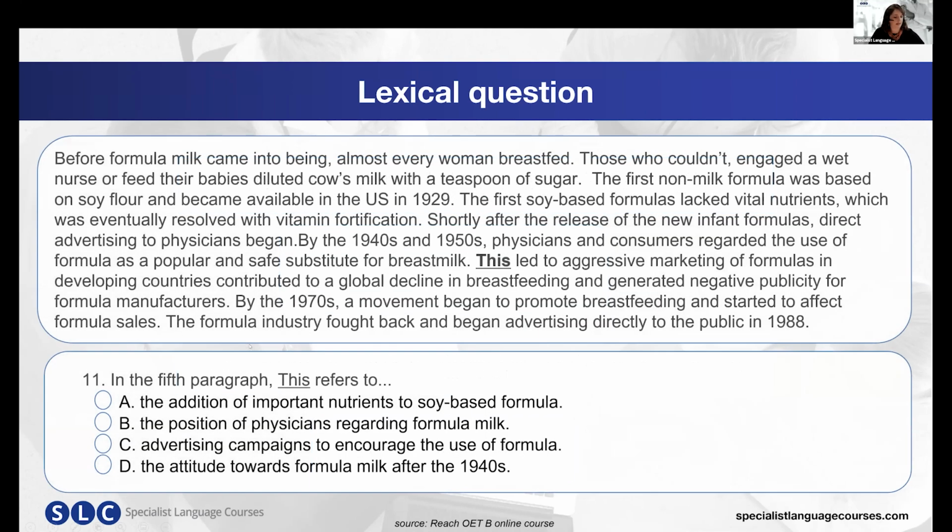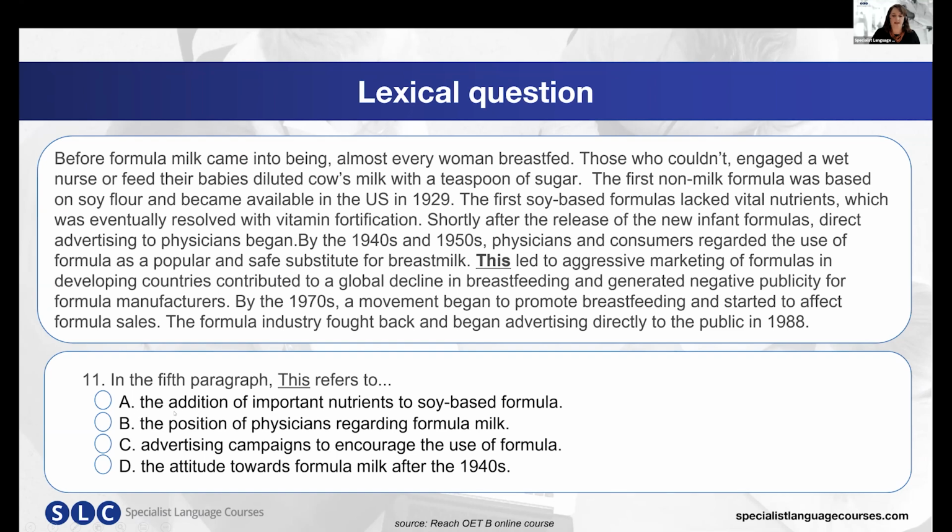So we can see we have a question. In the fifth paragraph, this refers to. So we've got this, which is underlined in the text, and we have got our 4 options. And we need to do the same, we need to take the same approach. So we underline keywords in the question.